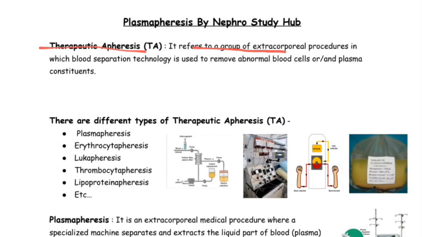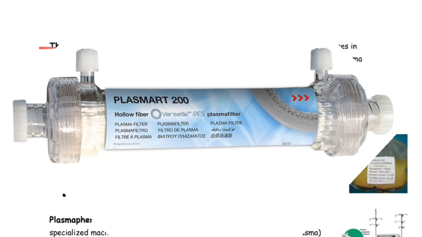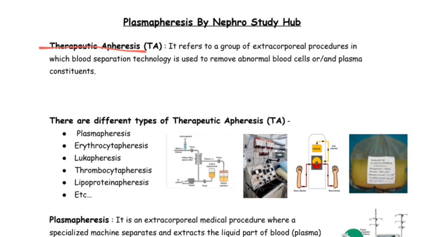It refers to a group of extracorporeal processes in which blood separation technology is used to remove abnormal blood cells and plasma constituents. That means blood is separated in an extracorporeal circuit and it is divided into two parts, plasma and blood cells. So there are different types of therapeutic apheresis.